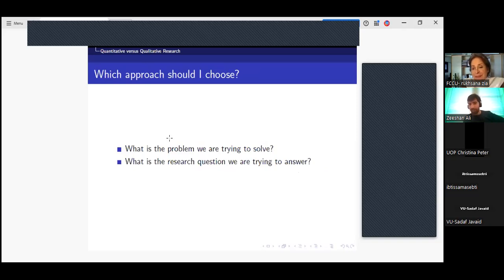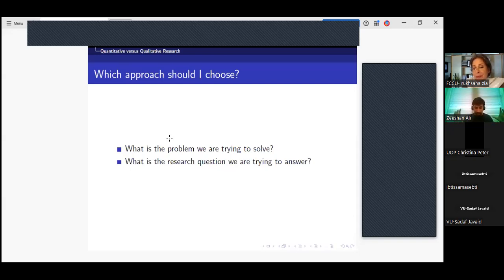So I always say, it doesn't matter which approach you are going to use, you have to first think about what your research questions are. In simple words, if you are going to test a theory, then go for a quantitative approach. But if you want to formulate a new theory, or test perceptions of something, then you have to conduct interviews, and the straightforward answer is to go towards the qualitative approach.